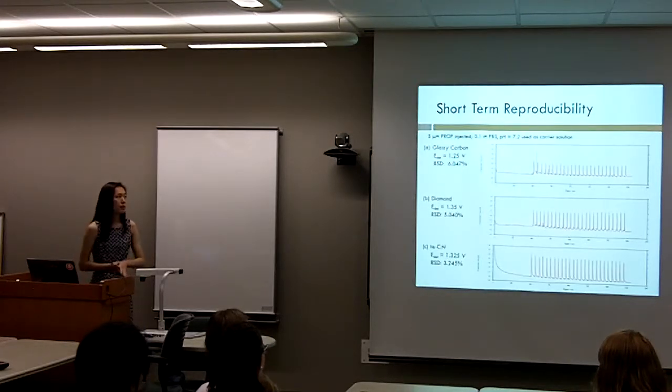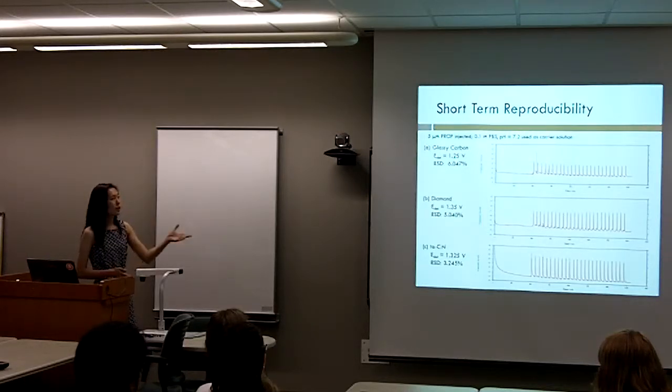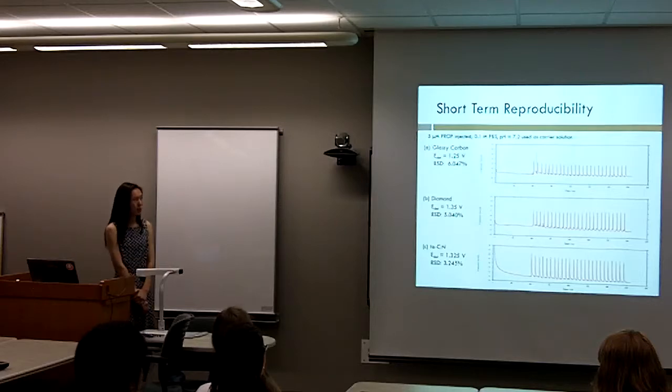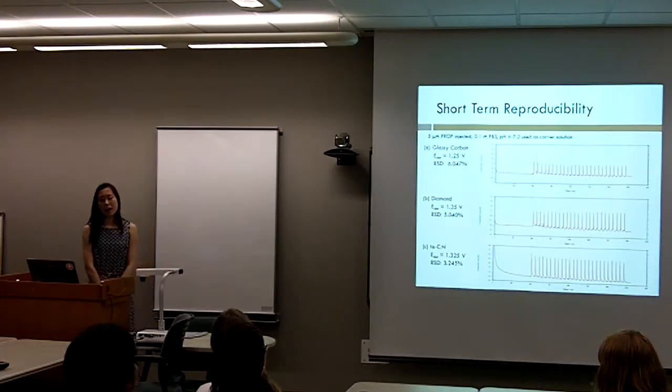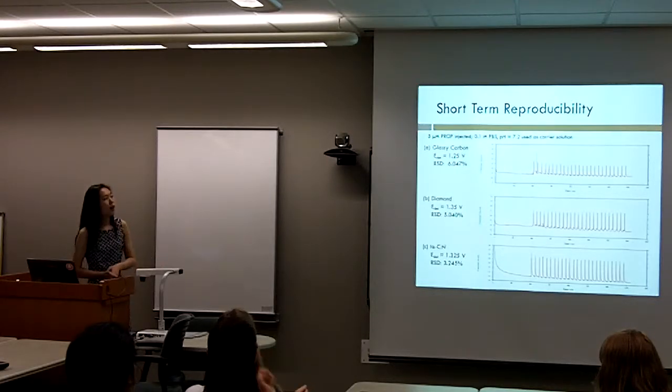After running the hydrodynamic voltammetry, I know what potential to run the rest of my experiments at. So the next one I do is a short-term reproducibility experiment. I make injections of 5 micromolar propranolol. I make 25 injections every 60 seconds.